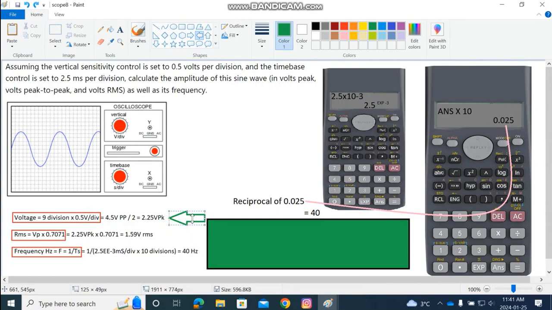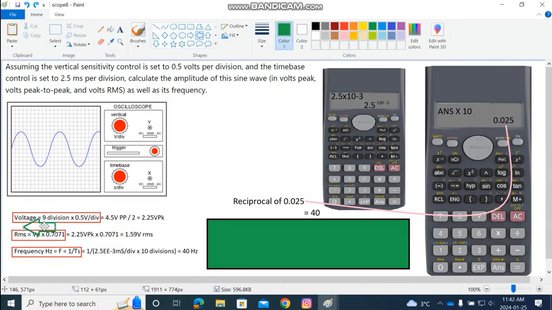Remember, peak to peak is simply the peak here and the peak here. Voltage peak is just from the zero starting point all the way up to there, or from the zero starting point all the way down to here. So it's just half of your voltage peak to peak. Okay, so 2.25 volts peak.